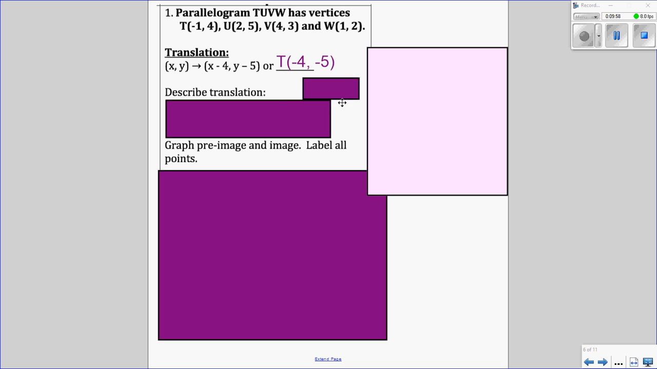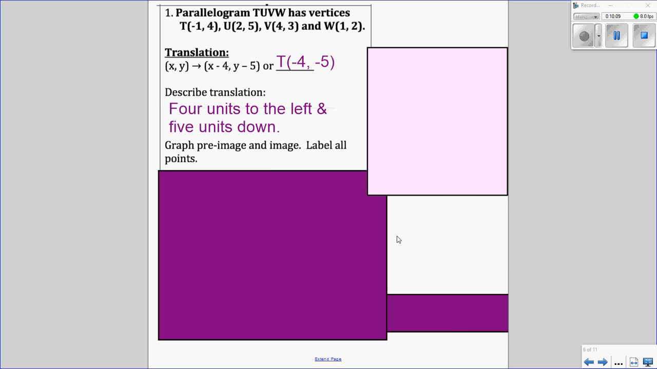And if you want to write it for short, you can write it as T, which means translation, and -4, -5. Describe this translation. You're going to be moving 4 units to the left, and then you're going to be moving 5 units down, because it's negative. Both of them are. So now it says graph the pre-image and image and label all points.